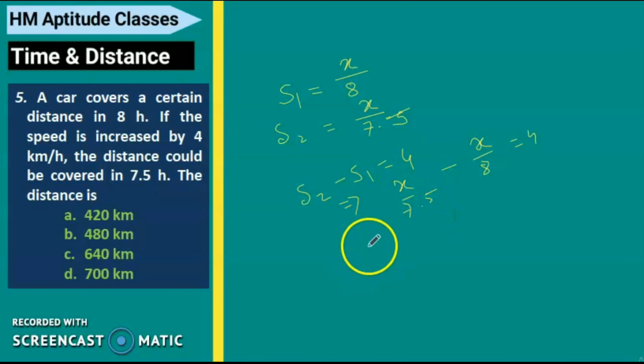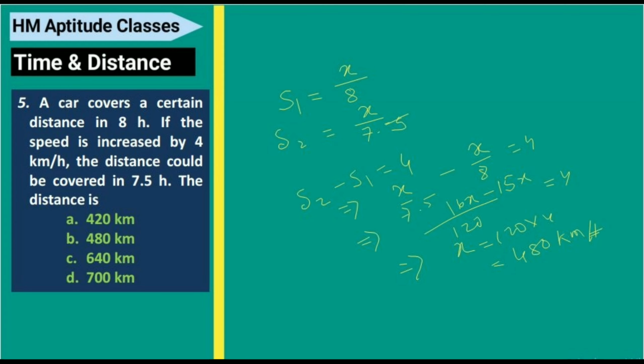If we write 7.5 as 15 by 2, then we can take LCM as 120 in the denominator, and we will get 16x minus 15x in the numerator. So 16x minus 15x in the numerator divided by 120 equals 4. So x is equal to 120 into 4, which is equal to 480 kilometer.